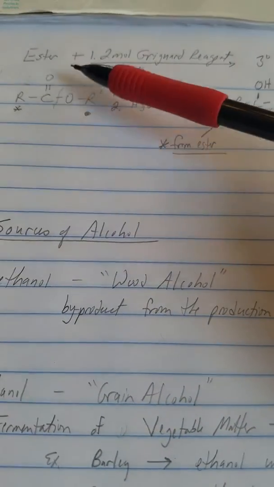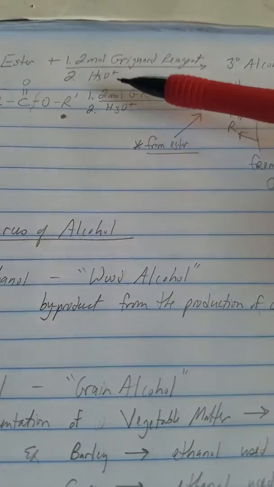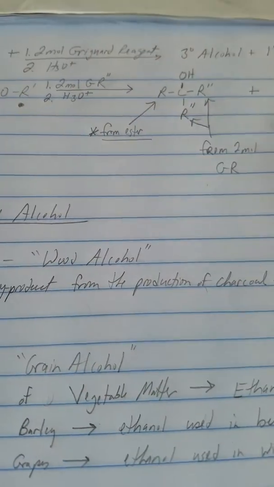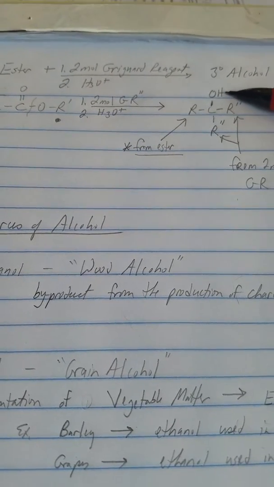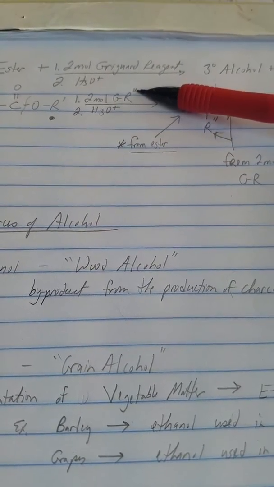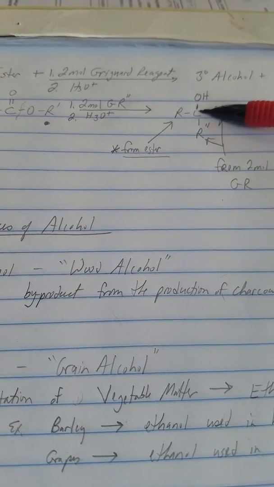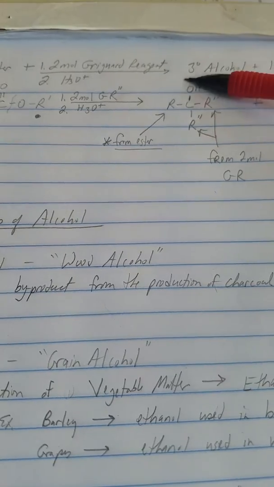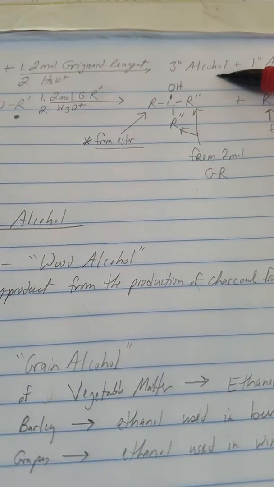So the first thing that will happen is we'll break this bond. Your hydrogen is going to come up here and link up to the oxygen of the carbonyl-carbon. And then the 2 alkyl groups off of the Grignard reagent are going to attach to the carbonyl-carbon. This is going to create your first alcohol, which will be a tertiary alcohol.